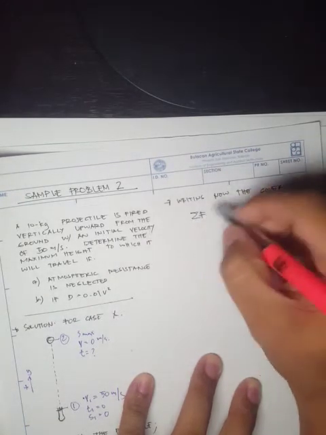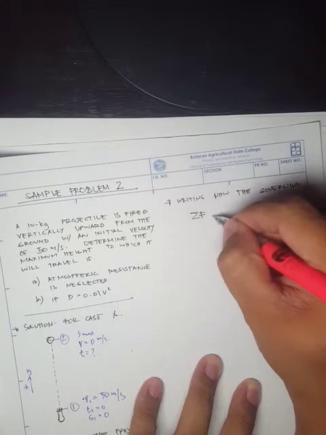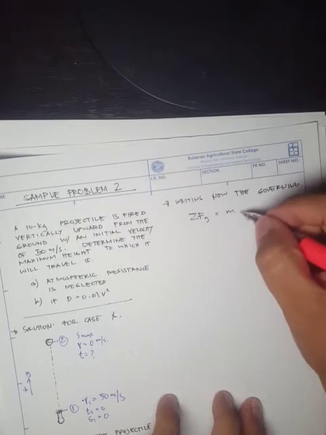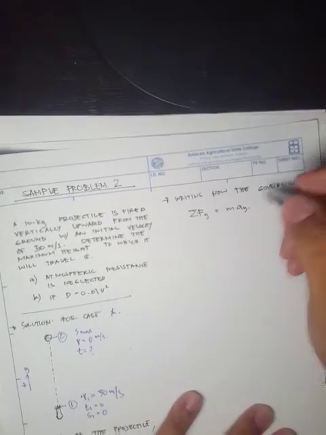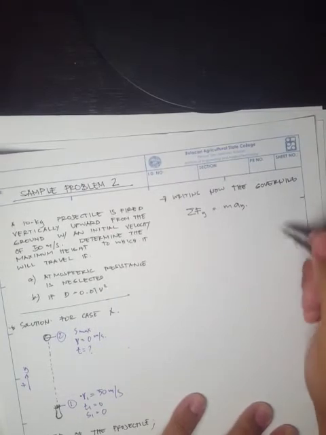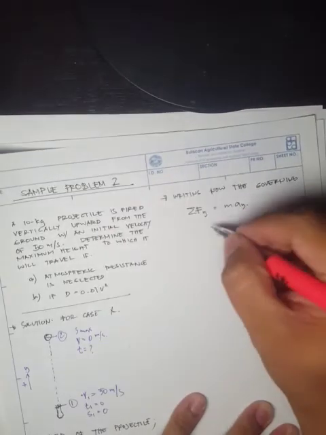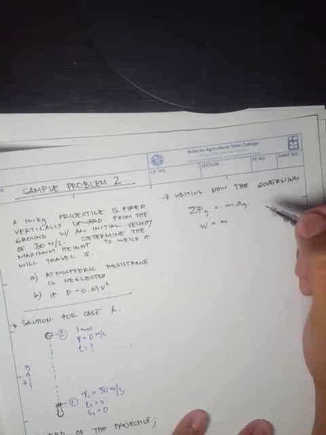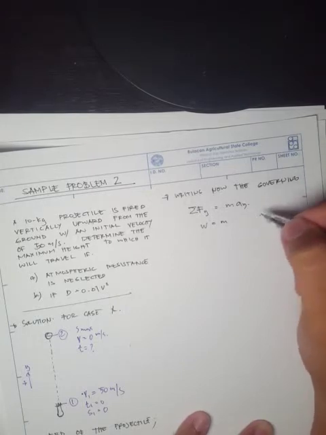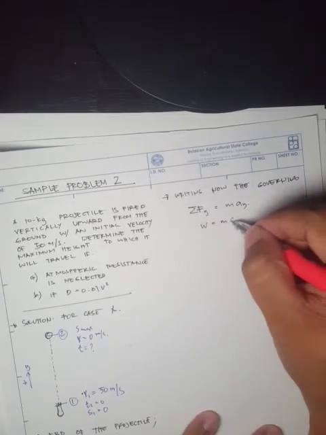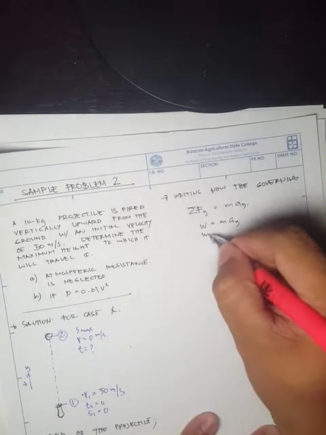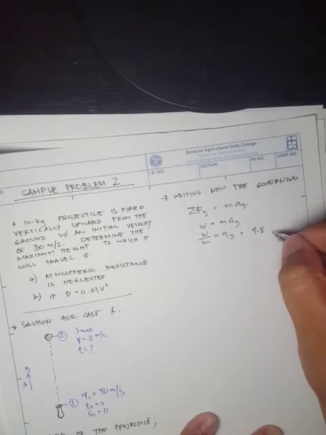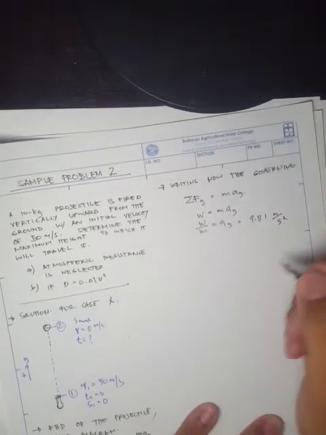We have summation of forces in the y direction is equal to mass times the acceleration in the y direction. Right, so we just have weight is equal to mass times the acceleration, a y. So weight over mass is equal to acceleration. So it's actually the gravitational acceleration, 9.81 meters per second squared.